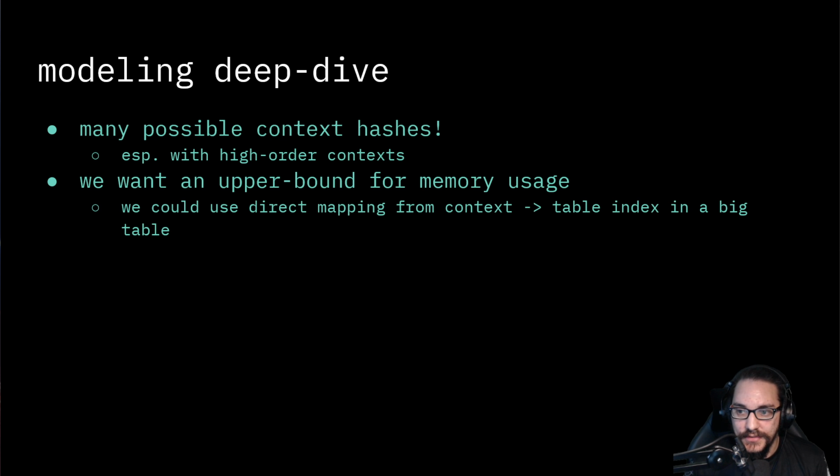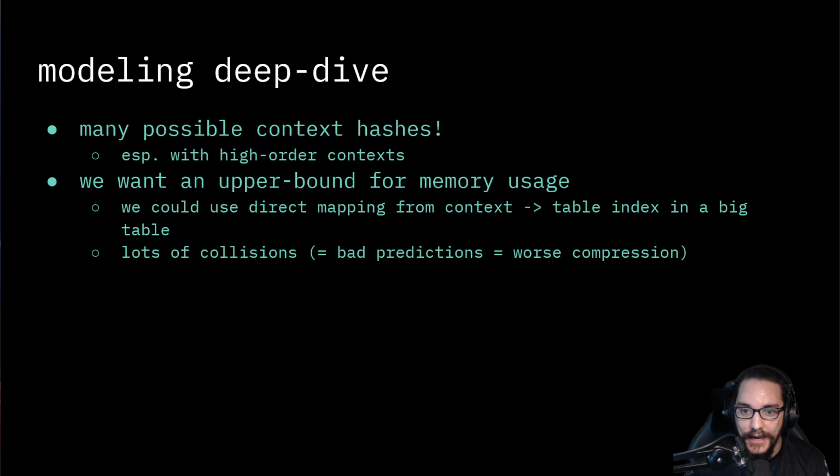So we introduce something that we call a cache table. First, we could just do a direct mapping, where a context always maps to a specific model state. Now, if you do this, you'll end up with lots of collisions. Any time you have a hash collision, you'll end up mixing predictions for different things, and that generally hurts compression, and it can hurt compression really badly.